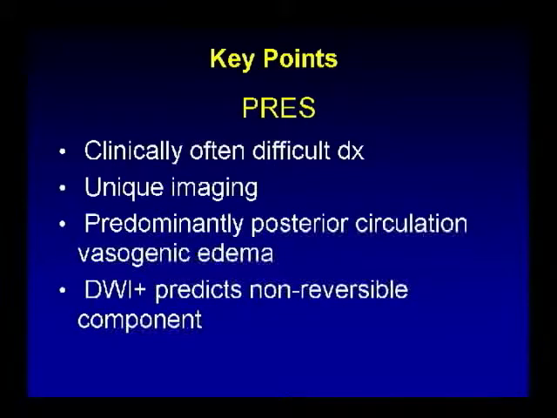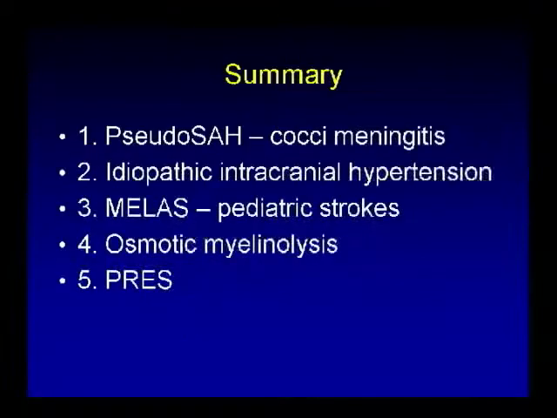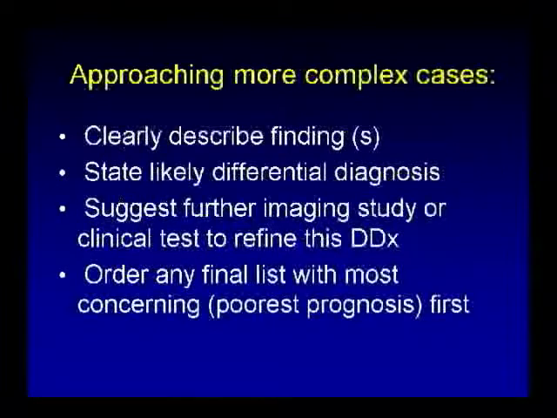So clinically, PRES is very difficult. Again, you can look like a star if you throw this out and say, could this be PRES? This is vasogenic edema. The diffusion imaging is important for predicting what is not reversible. So we've had 5 cases that I've discussed this morning: pseudo-subarachnoid hemorrhage, idiopathic intracranial hypertension, MELAS, and that idea of how to deal with a young patient who has strokes, osmotic myelinolysis, and PRES.